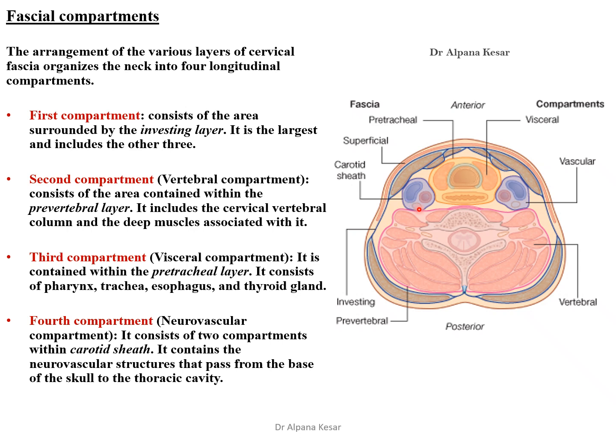This compartment is surrounded by the carotid sheath and it is present one on each side. This compartment contains neurovascular structures that pass from the base of the skull to the thoracic cavity, which includes the internal carotid artery, the common carotid artery, internal jugular vein, and vagus nerve.